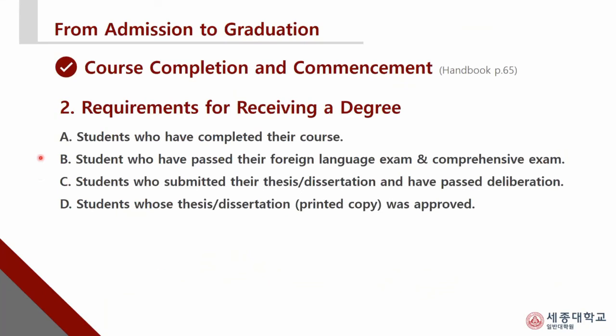Next are the requirements for receiving a degree. Students need to have completed their course and passed their foreign language exam and comprehensive exam. They need to have submitted their thesis and passed deliberation, and they need to have their thesis approved. If you meet these 4 conditions, you are eligible for receiving a degree.